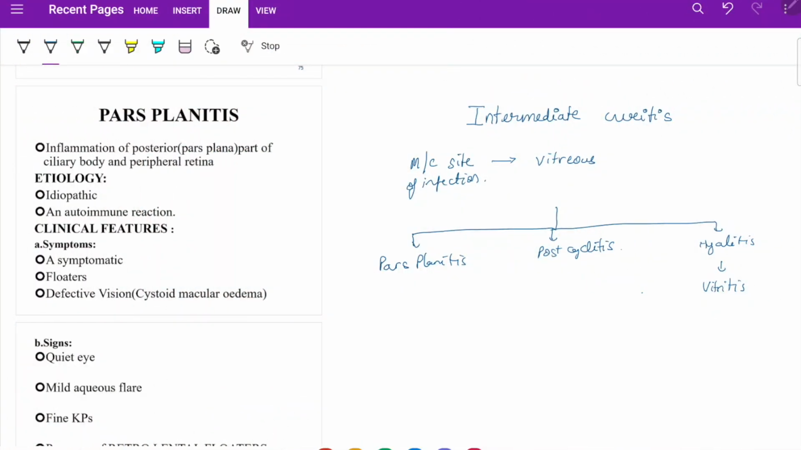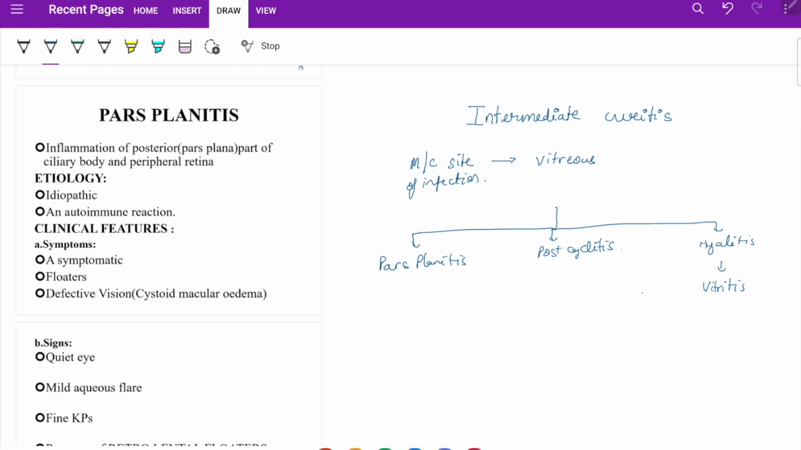As we completed anterior uveitis, we have seen it in detail, starting from the anatomy, how anterior uveitis can occur, what are the structures possible, what are the etiological causes, granulomatous versus non-granulomatous and the difference, how do you manage those patients, and what are the complications. So all these things we have already seen, and today we are going to discuss intermediate uveitis.